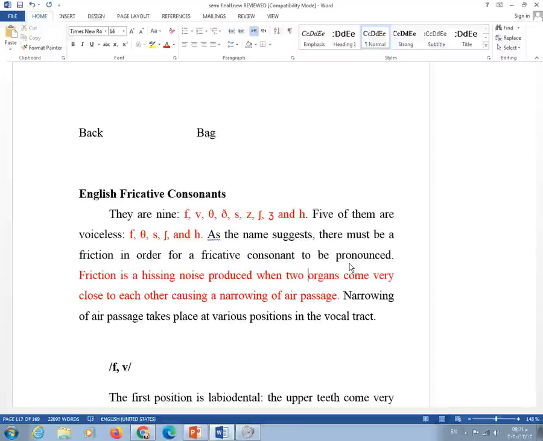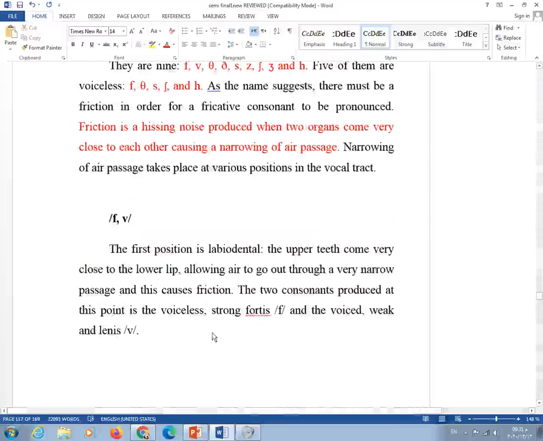No, of course not. So what happens is that in order to pronounce any fricative consonant there must be narrowing of air passage. لازم يبقى في ضيق لمجرى الهواء. بيحصل ازاي؟ two organs، لازم عضوين من أعضاء الكلام يبقوا very close to each other، لأن ده هو اللي بيعمل friction.